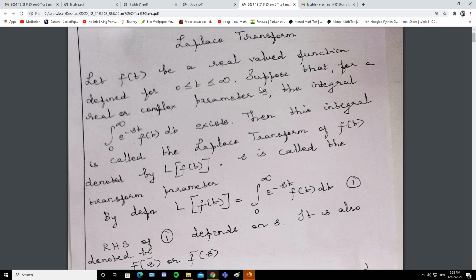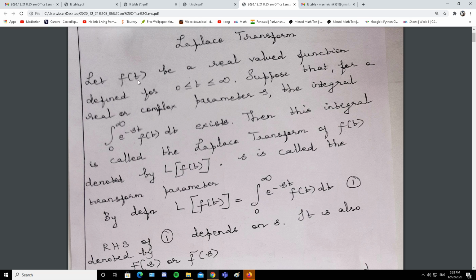Suppose that for a complex or a real parameter s, the integral from 0 to infinity of e power minus st times f of t dt exists. So we have taken a real valued function f of t. You multiply this function with the kernel e power minus st, and you integrate this product with respect to t from t equals 0 to infinity. This integral, if it exists, is called the Laplace transform of f of t.